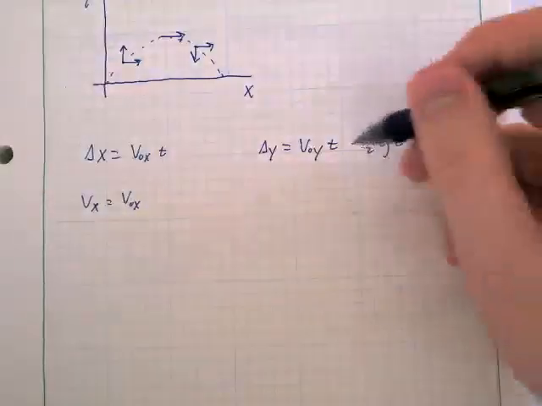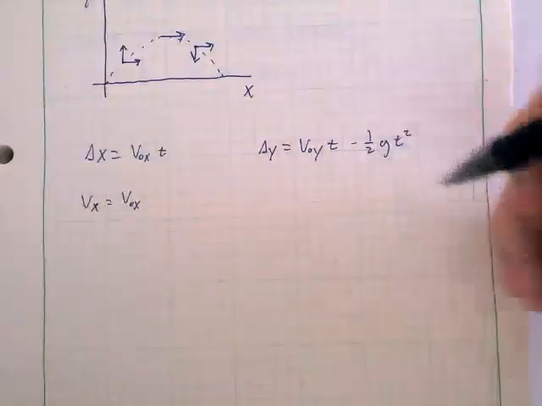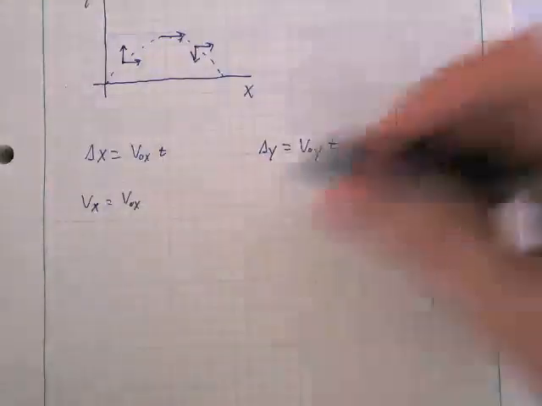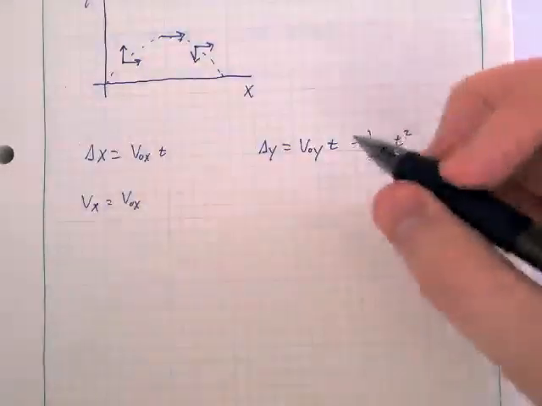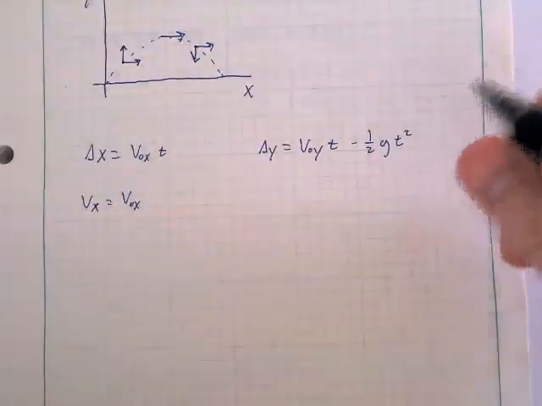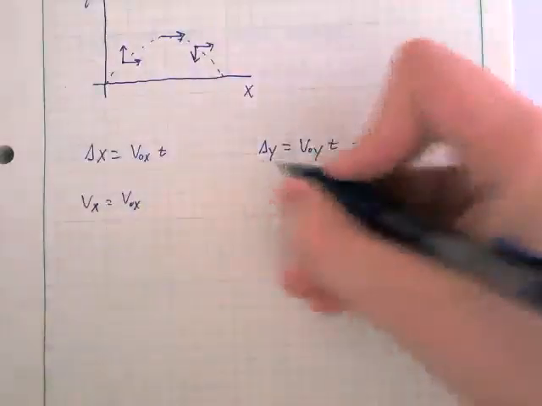At this point, I'm just writing this again with down being negative and up being positive. You just have to pick one. That's the usual convention, but again, as we've seen, sometimes down can be positive, and that's just fine as well. So this is my delta y equation.